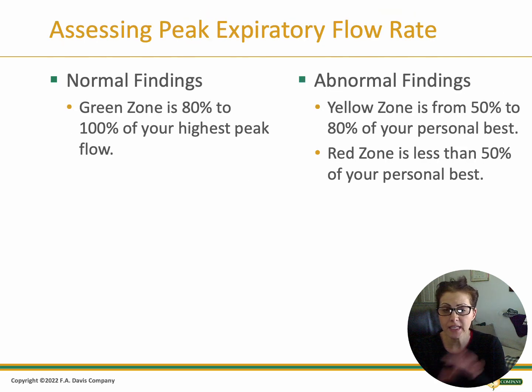The normal findings are calculated on the meter. Anything that's greater than 80 is normal. Anything that's in the 50 to 80 range is intermediate, and then anything in the red zone is below 50% of normal findings.